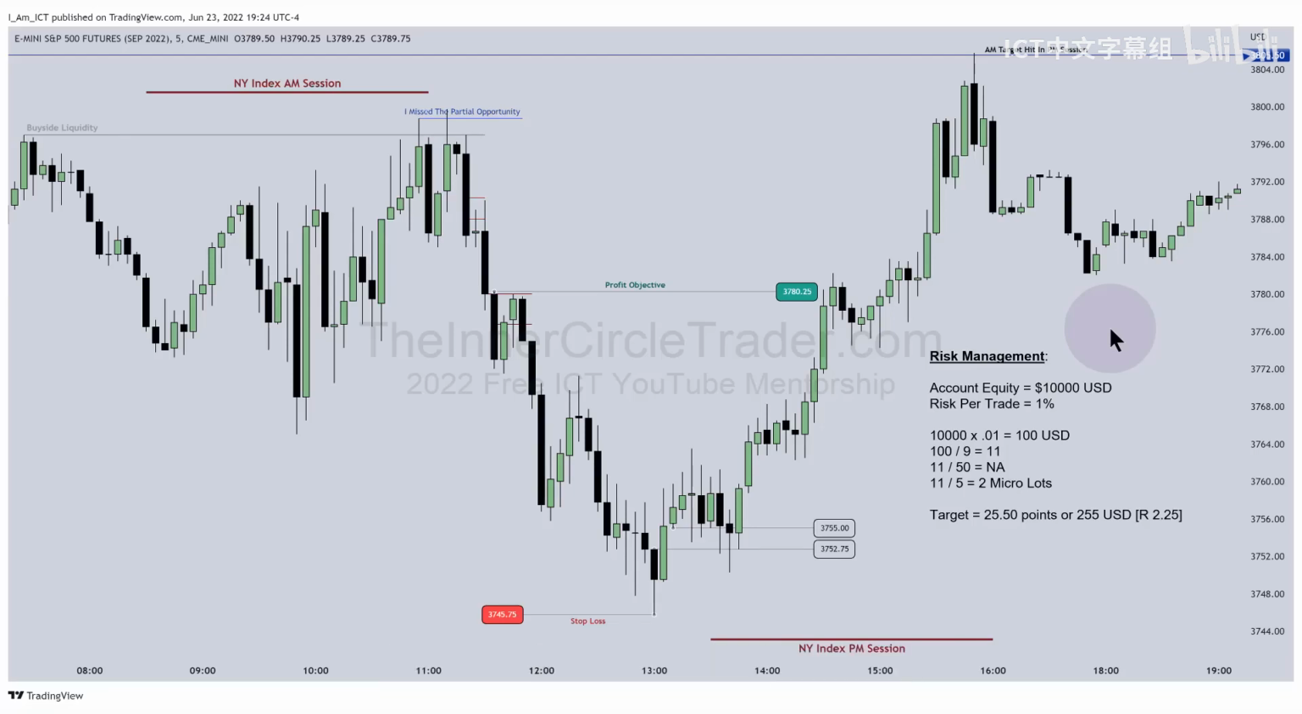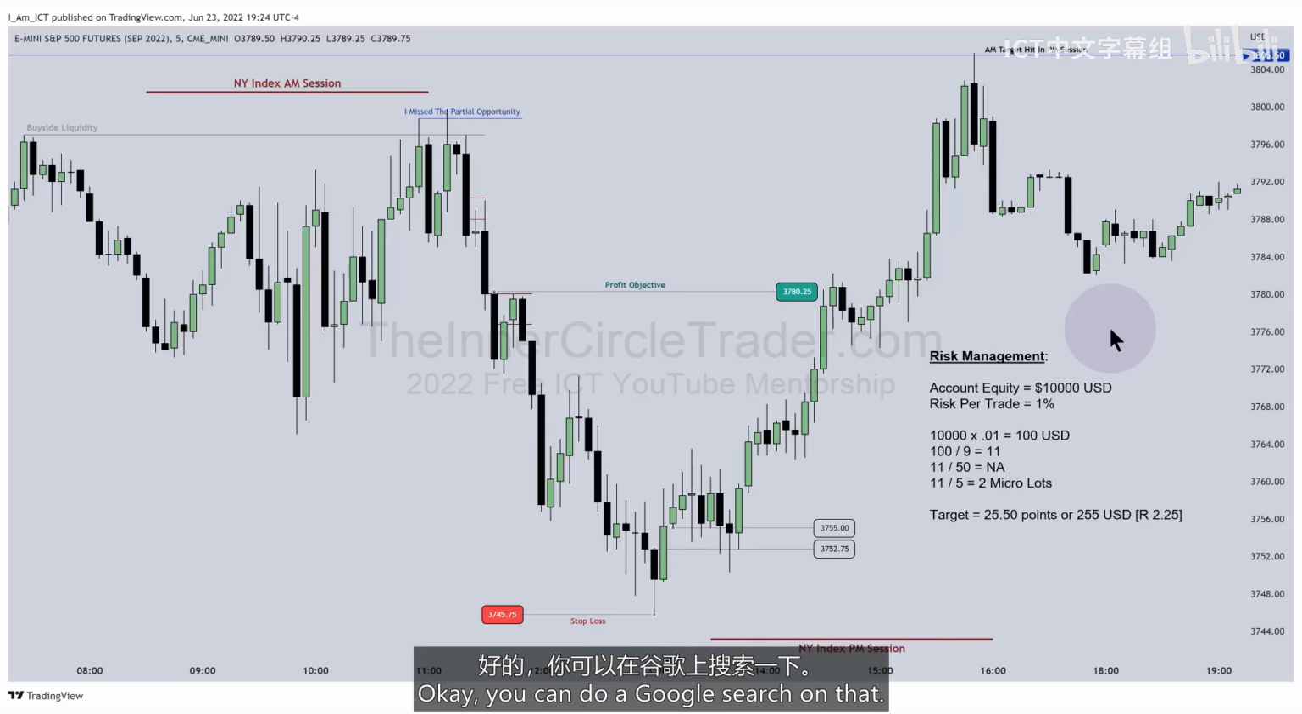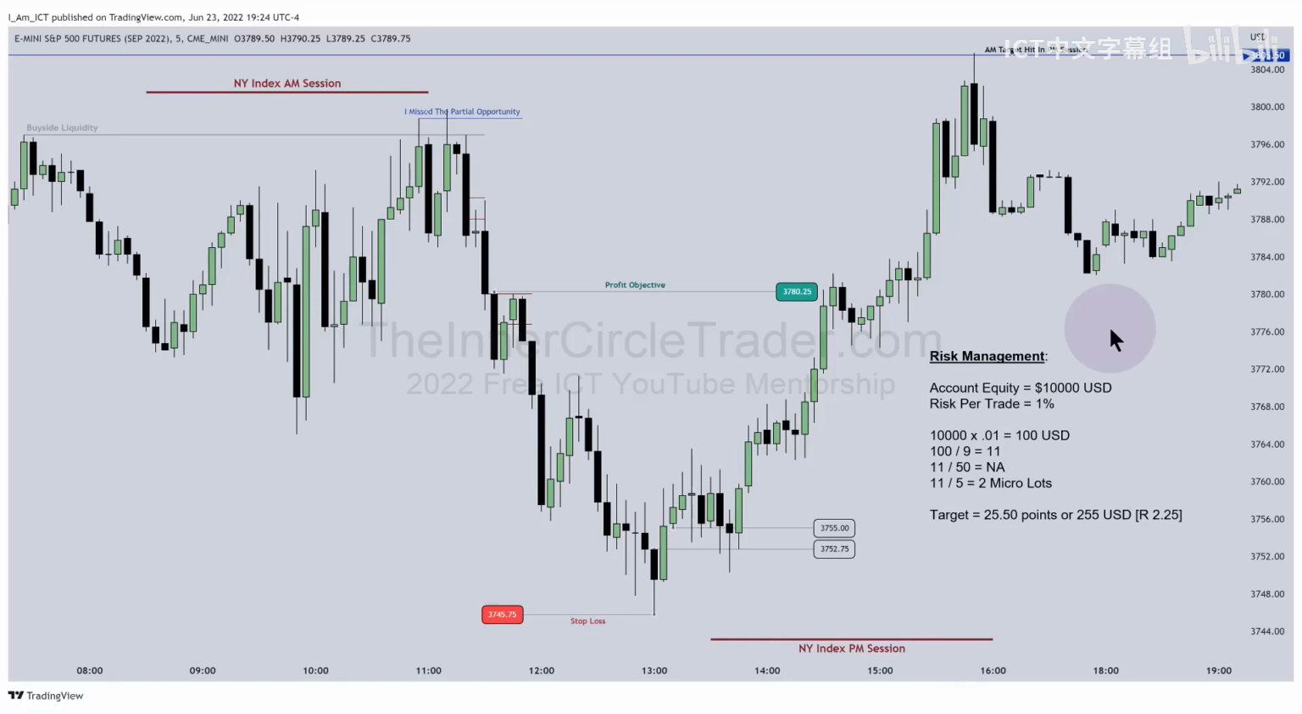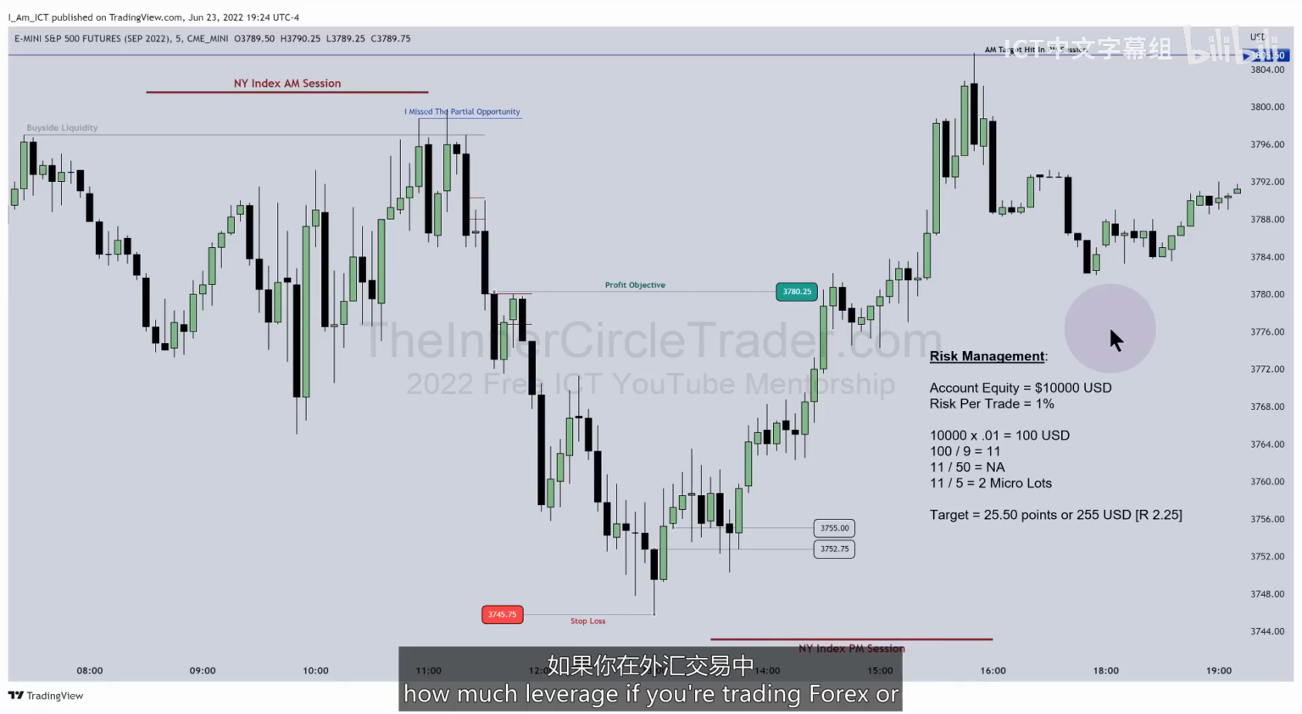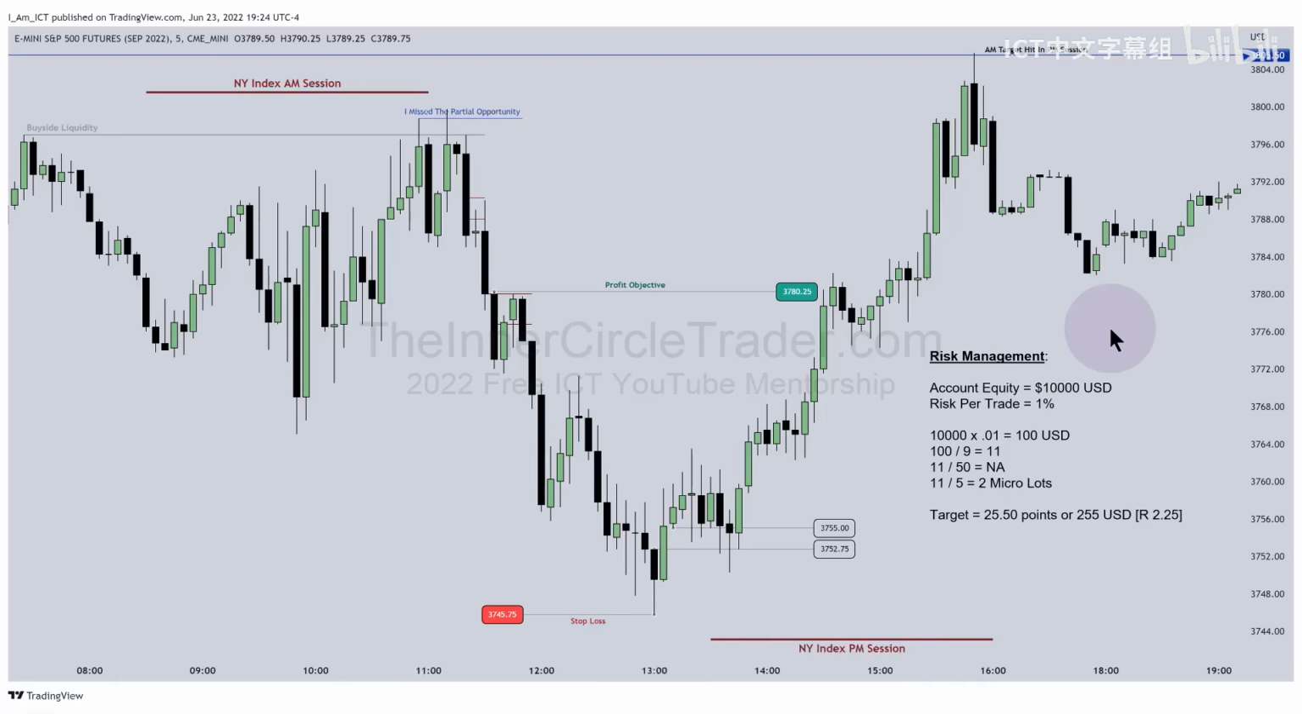Nobody really does. But simple things like lot size calculators, you can do a Google search on that. And there are some wonderful free applications and tools that will make that known to you by you just plugging in how much money you have in your account, what risk percentage you're trying to use, and what size stop loss you're going to use, and it'll tell you how much leverage, if you're trading Forex, or what your lot size should be for futures.